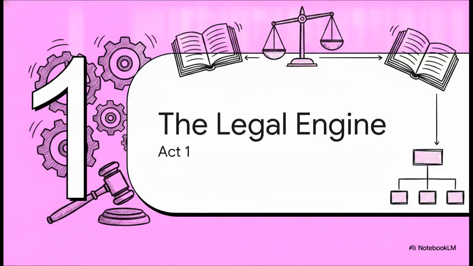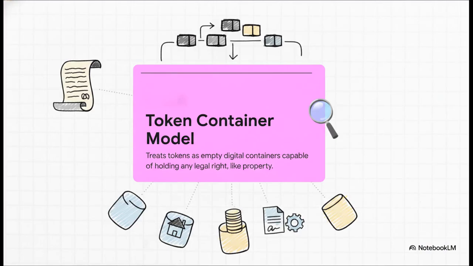Act 1. The legal engine. Let's start with how the law first tackled this. We're looking at the Liechtenstein Blockchain Act, formerly known as the TVTG, which dropped back in 2020. This introduced something totally revolutionary called the token container model.